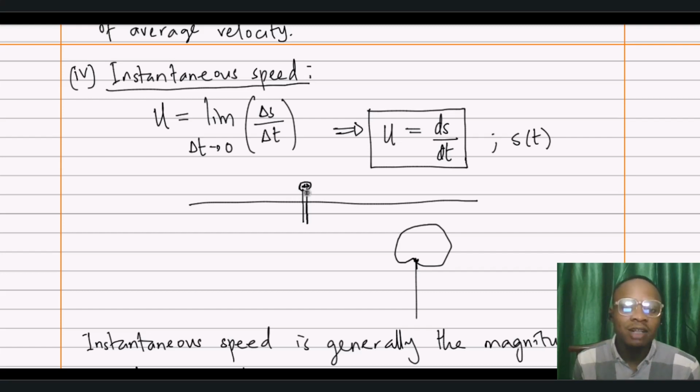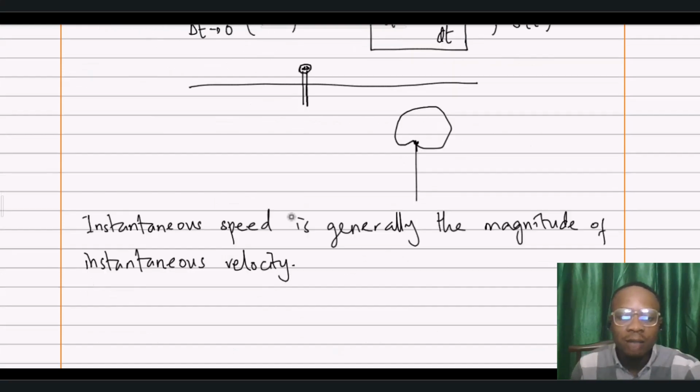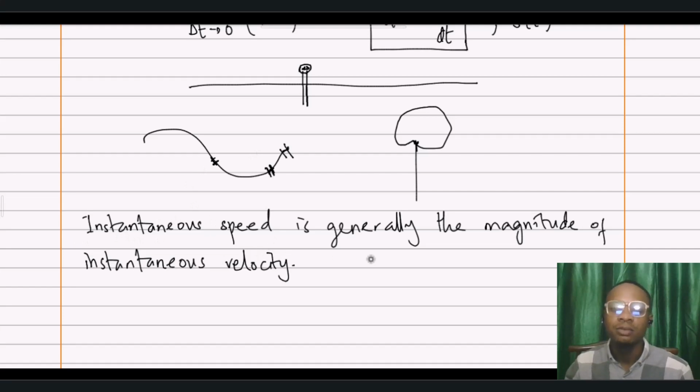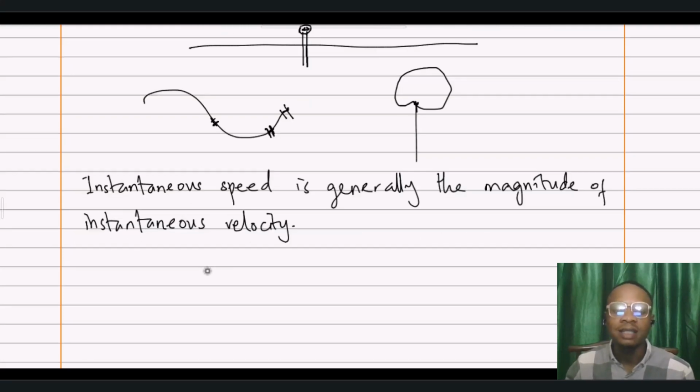So if the time interval is extremely short, even if the body was moving on a curved path, whatever this displacement is going to be, it is going to approximate the distance. Wherever it is located, the displacement is going to approximate the distance. So that is the idea. If you pick a very short interval and you connect this point to this point here, it is going to approximate the distance. That is why we take instantaneous speed to be generally just the magnitude of instantaneous velocity.